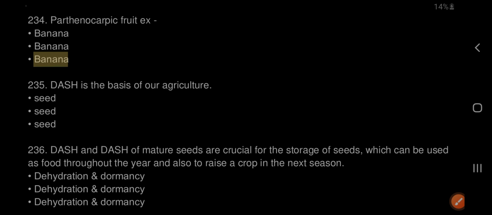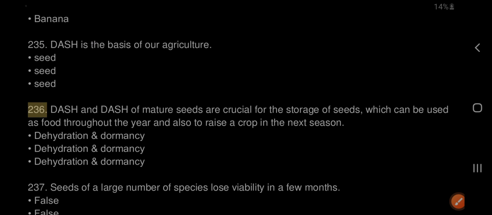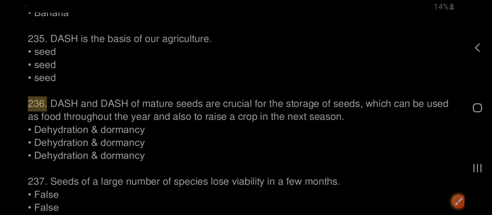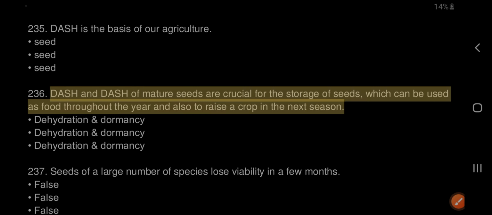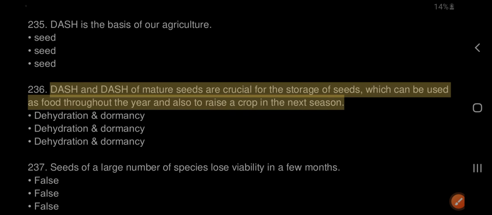Seed. 236. Dehydration and dormancy of mature seeds are crucial for the storage of seeds, which can be used as food throughout the year and also to raise a crop in the next season.